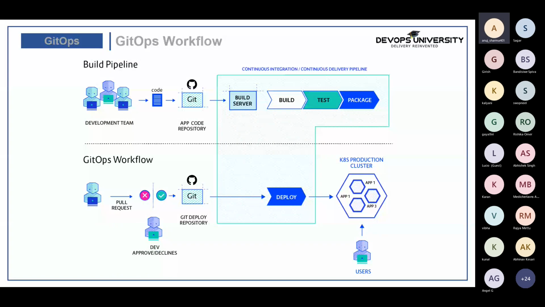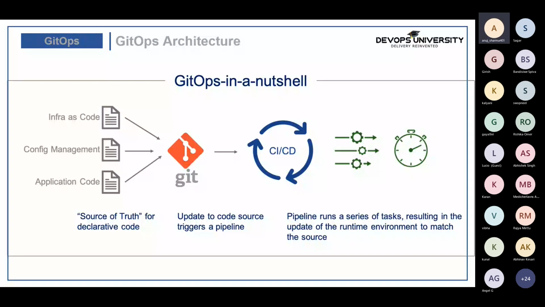So this is what I can say GitOps is in a nutshell. You have infrastructure as code. You have the different components, and these different components are going to help me understand how these different workflows are really going to work, and we will be able to get that kind of option here.